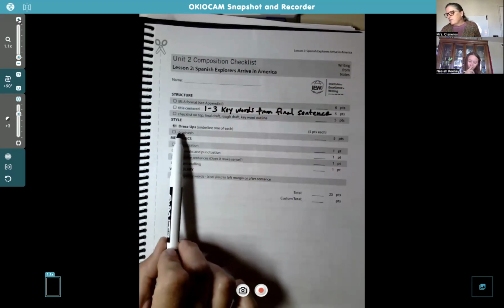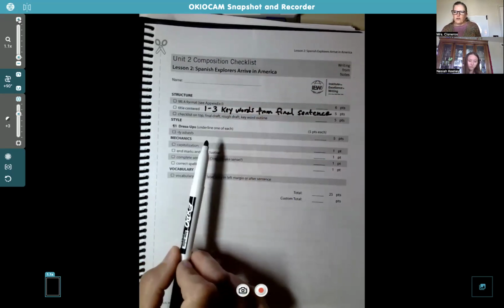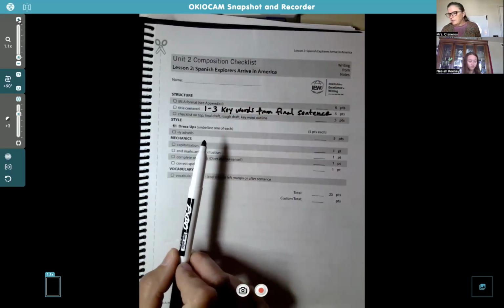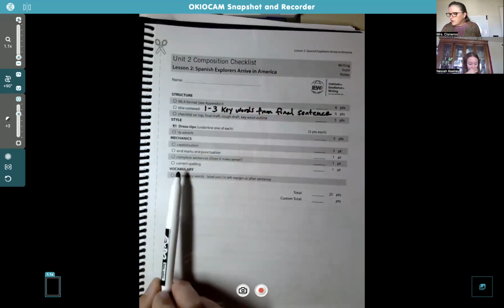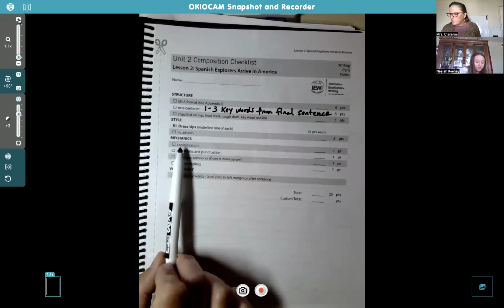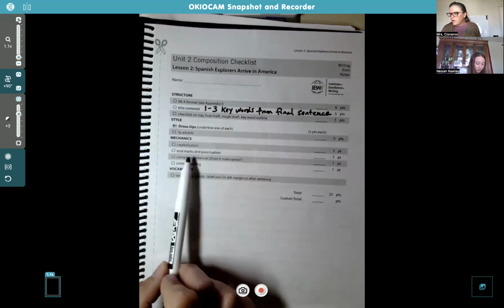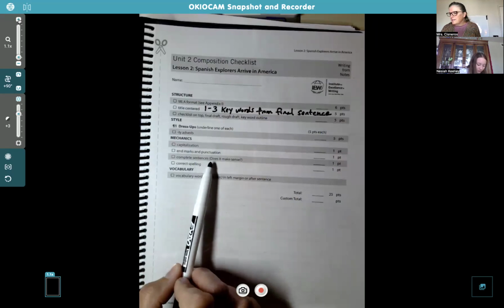And then under style, you've got your one dress up, an ly adverb. You've got 2 already that you're probably going to use. So just underline one of those. And the mechanics, those are all the same as they were last time. Capitalization, end mark and punctuation. Complete sentences, does it make sense?